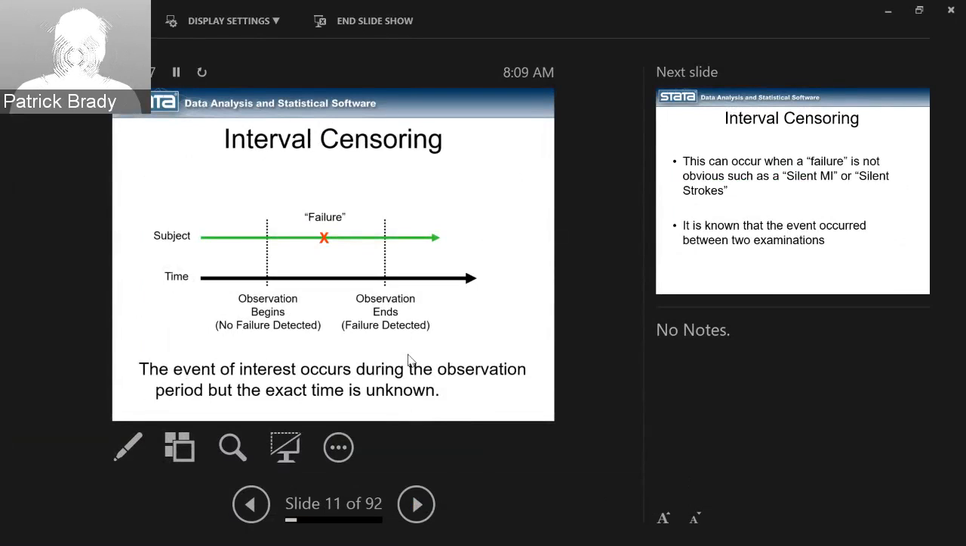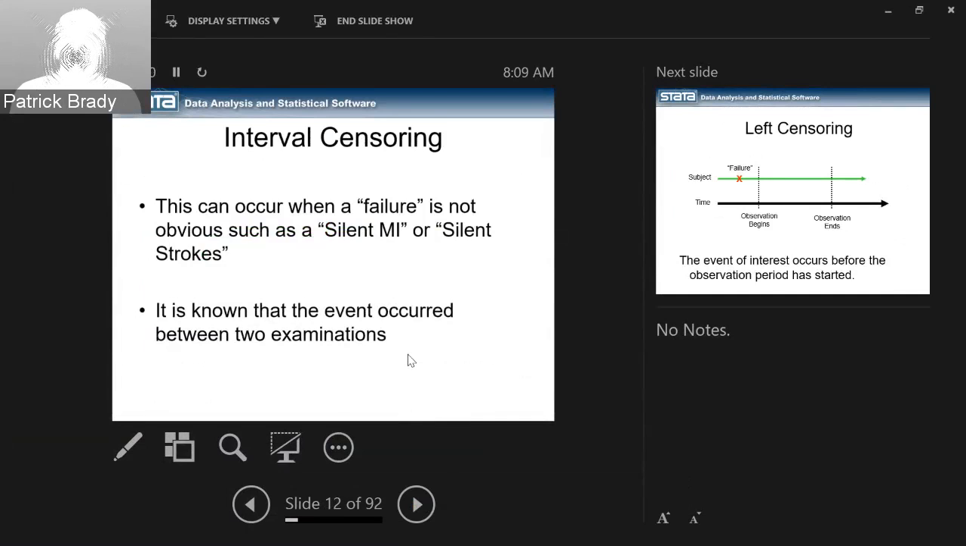Interval censoring, on the other hand, means that I start watching the person and the failure event occurs, but I don't know exactly where, and then I stop observing them. And at the end, I know that the event occurred somewhere in there, but I don't know exactly where. And probably the most common example of this is silent MI, silent myocardial infarction. People think they had bad indigestion. And in fact, it wasn't bad indigestion. They had a mild MI, but they didn't know it. And they don't remember the exact day. So between 2 physician visits or 2 observation points, you know that the event happened somewhere in there. You just don't know the exact time. So that would be called interval censoring.